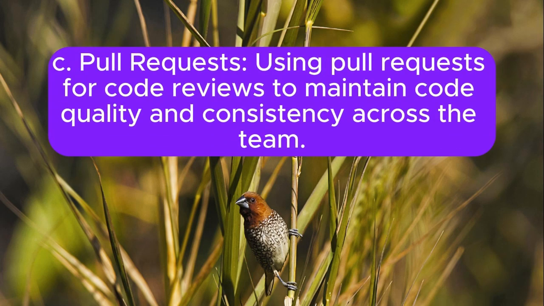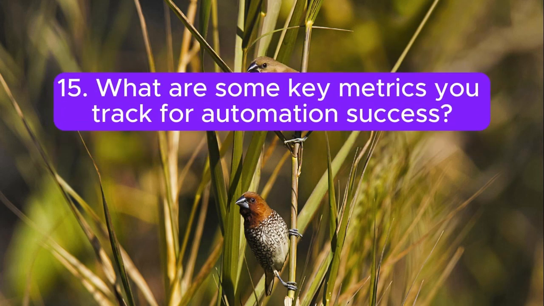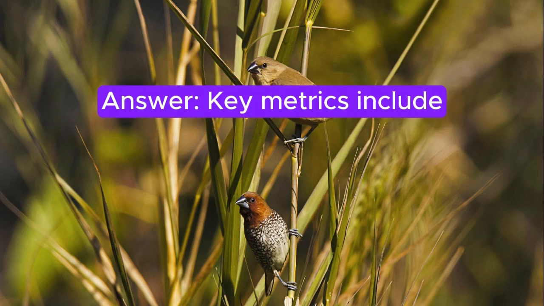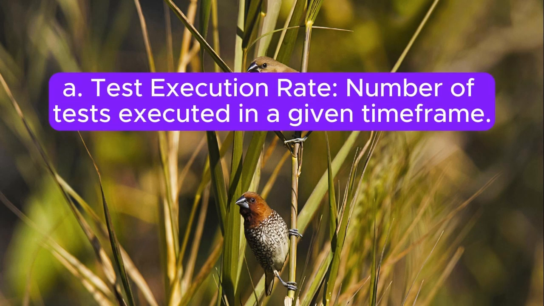C. Pull requests, using pull requests for code reviews to maintain code quality and consistency across the team. 15. What are some key metrics you track for automation success? Answer: key metrics include: A. Test execution rate, number of tests executed in a given time frame.